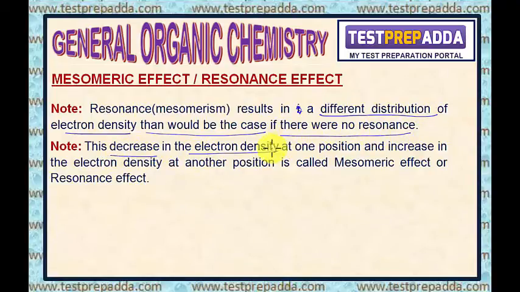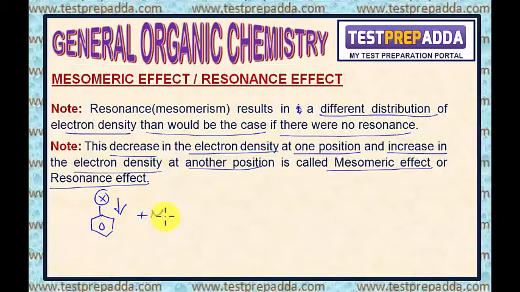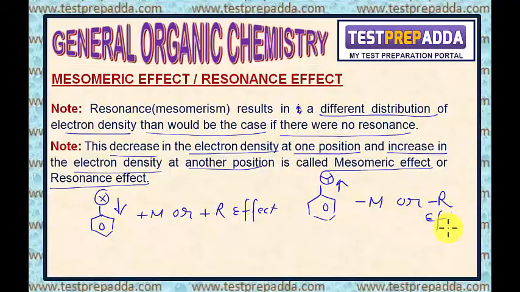This decrease in the electron density at one position and increase at another position is called mesomeric effect or resonance effect. Now if you recall case 1, the electronic displacement is away from the attached group. This is known as plus M or plus R effect. Plus M means positive mesomeric. And in the second case, the electronic displacement is towards the attached group, which we call minus M or minus R effect.